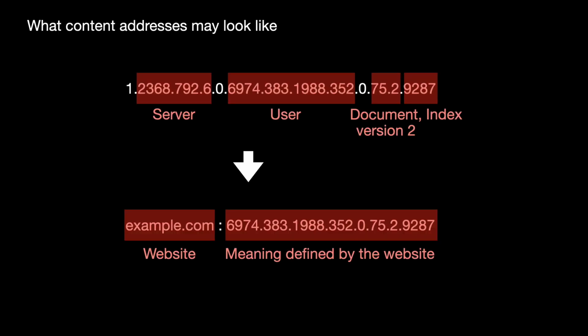Now let's look at content addresses. The addresses I showed earlier can be modified. Instead of a server number, a domain name can be used. The format of the rest of the address can then be defined by each individual website. Theoretically, we could also use alphanumeric characters instead of only numbers.